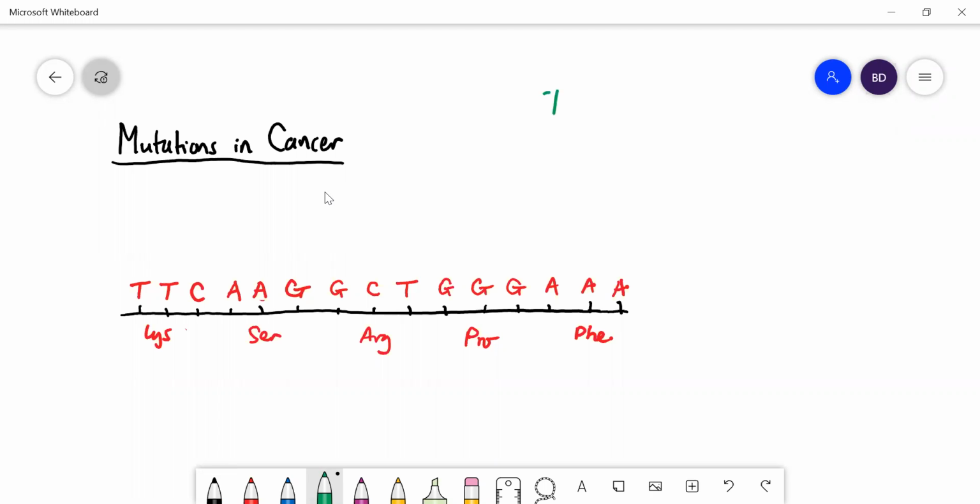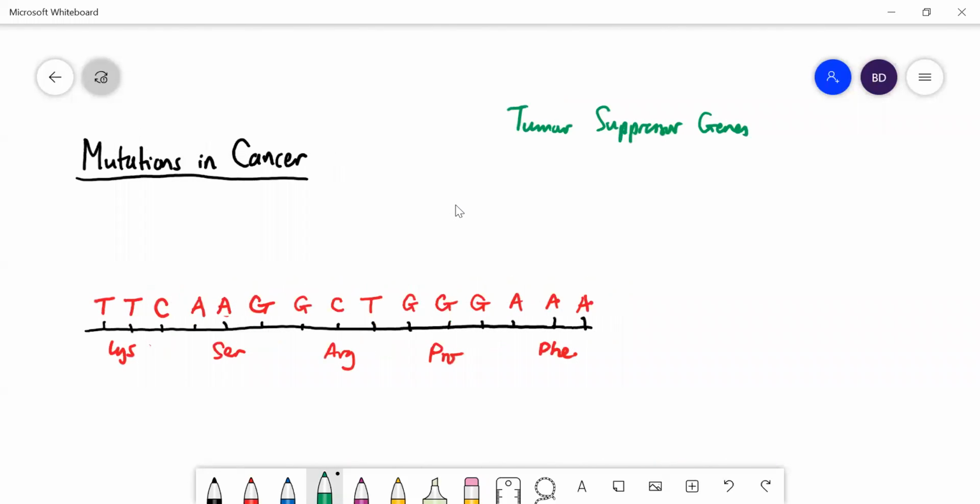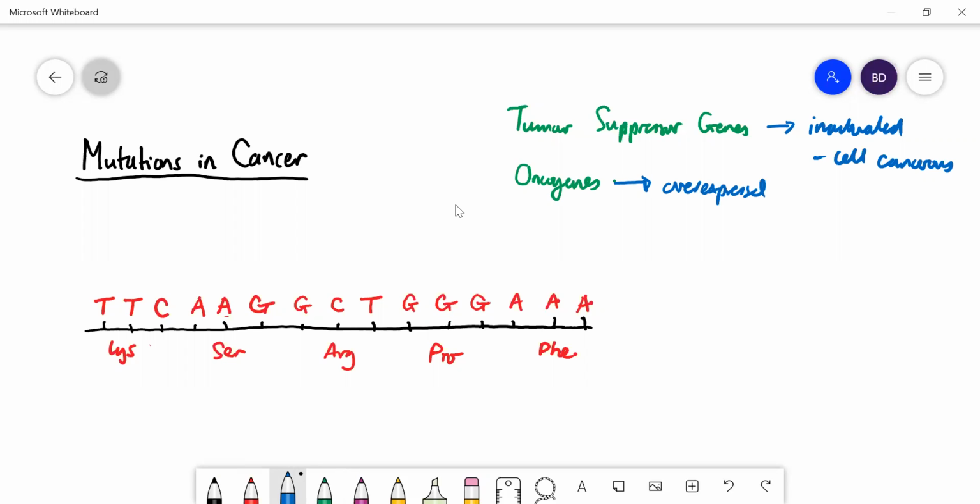We've looked at tumour suppressor genes. Now, if they are inactivated, that's the potential for cells to become cancerous. So inactivated, the cell becomes cancerous. And almost the opposite of that are the oncogenes. The oncogenes have a normal role, but when they're overexpressed or mutated, then you get excessive cell division and the cells become cancerous.